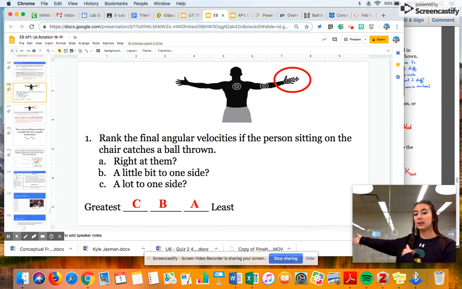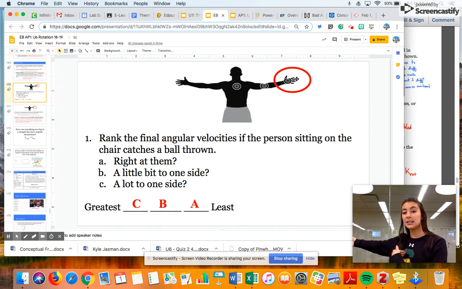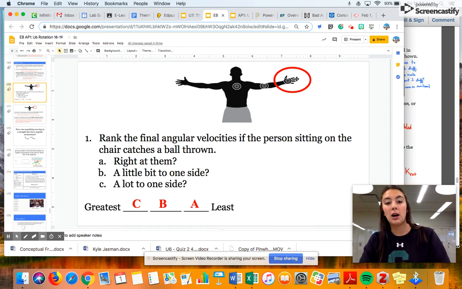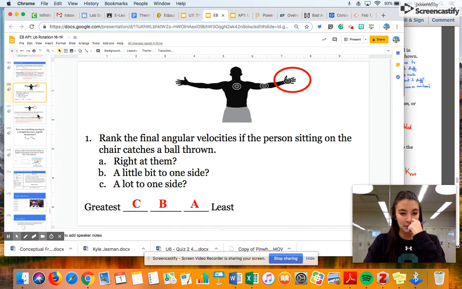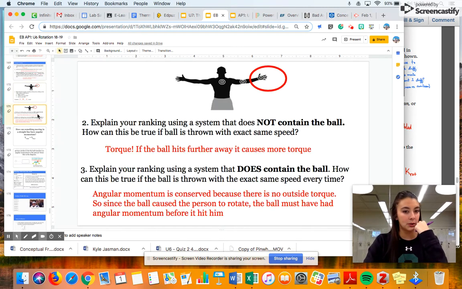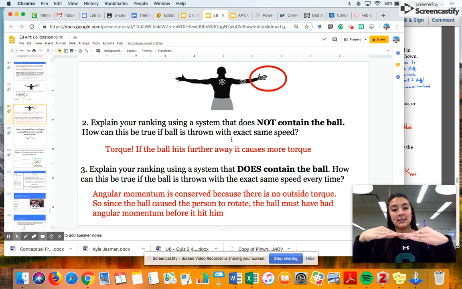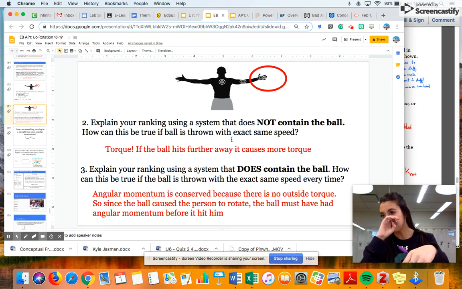That force is going to cause the greatest amount of torque. If I cause the greatest amount of torque, I'm going to cause the greatest angular acceleration, which also means I have the greatest angular velocity. Okay, so let's think about this in terms of momentum. Let's talk about the system, right? So in momentum, we always talk about everything being in the system so that there's no outside force, no outside torque. Okay, so let's think about what that would mean.